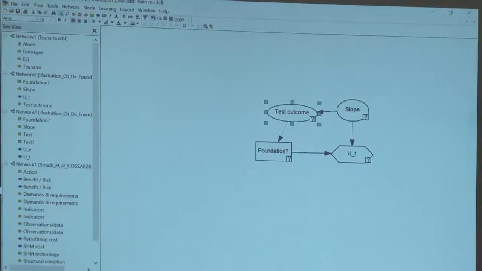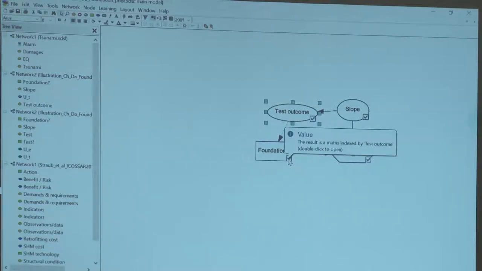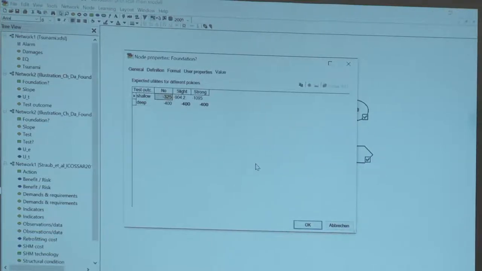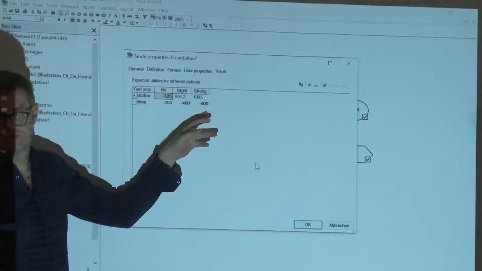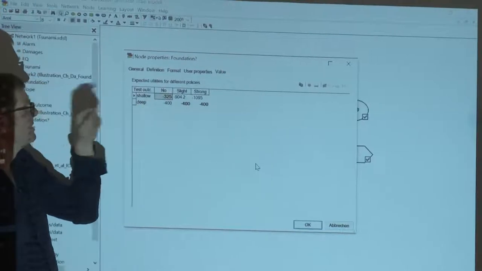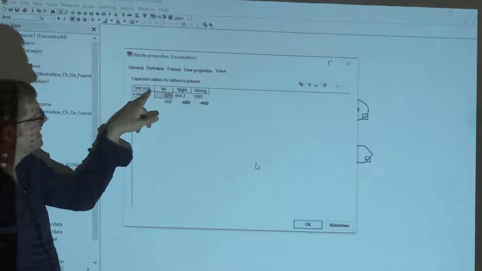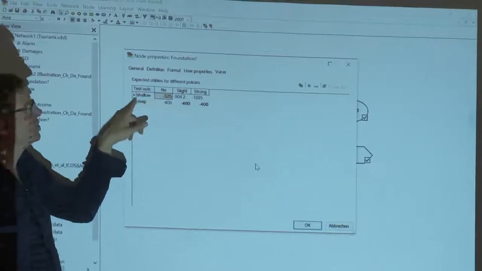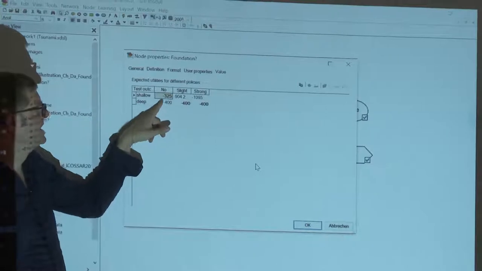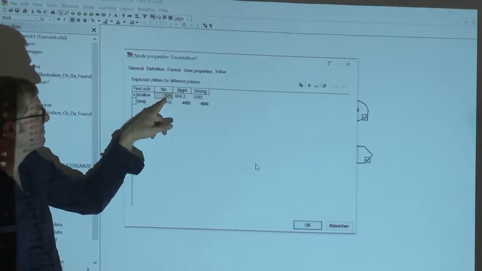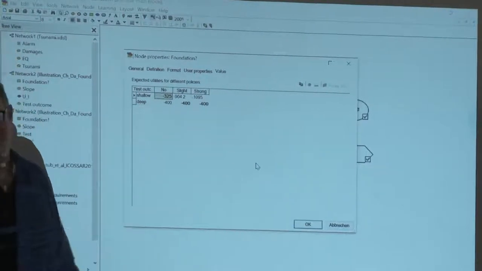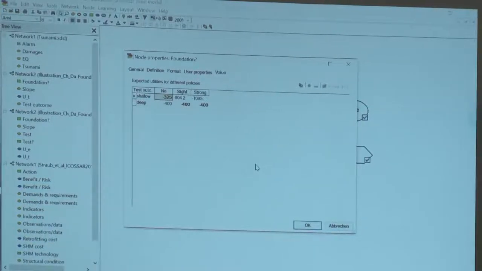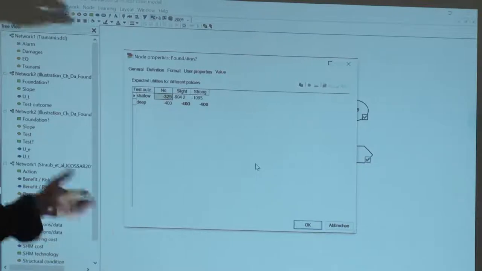But now, when I do the optimization, what does it do? It tells me that test outcome is a matrix. So now the optimal decision is given as a function of the test outcome. It tells me that if the test outcome is no movement, I should build the shallow foundation with associated expected utility minus 325. If the test outcome is a slight or strong movement, I should build the deep foundation. Often that's kind of what we would expect, but this depends on the numbers we put there.